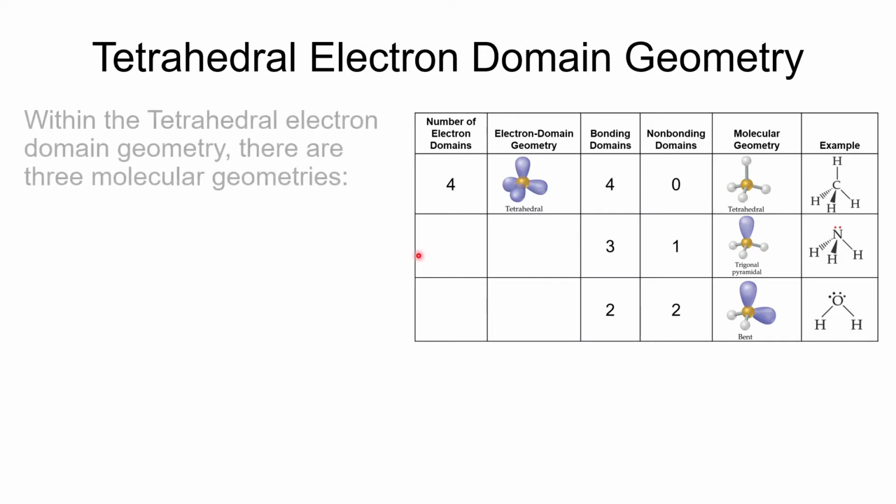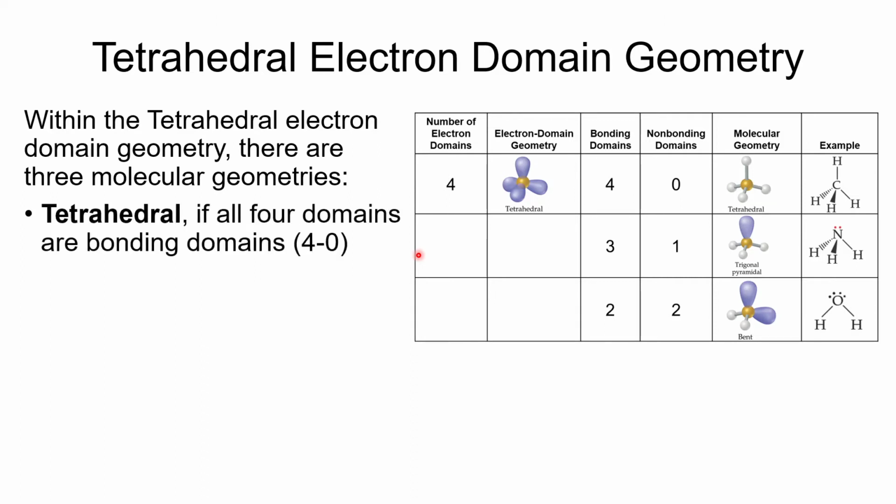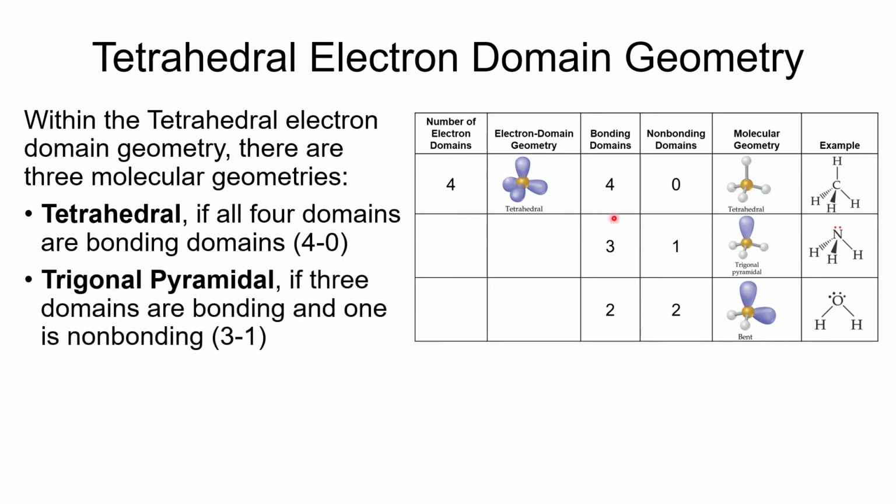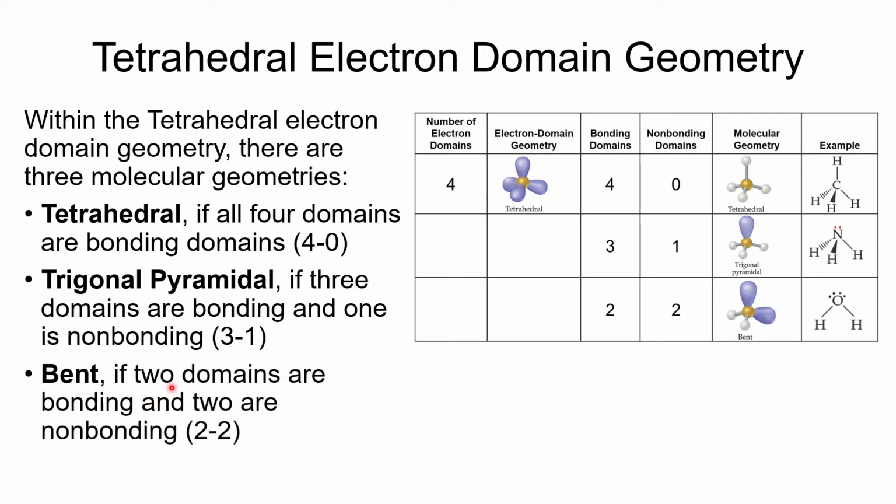All right, within the tetrahedral electron domain geometry, there are 3 molecular geometries. One is tetrahedral. This is where all 4 of them are bonding domains, and we have no lone pairs on the central atom. We've got trigonal pyramidal. That's where we've got 3 bonding domains and 1 lone pair. Ammonia is an example of that. And then we have bent. This is where we have 2 bonding domains and 2 non-bonding domains. And so 2, 2, that one is going to have the name bent as well.